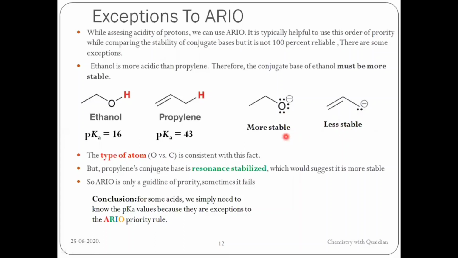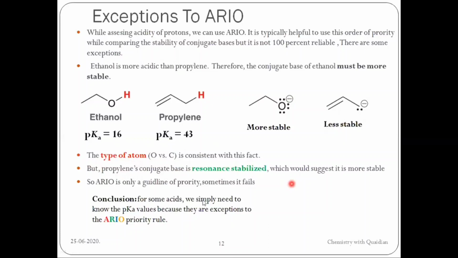But the other factor also comes in here, that is the type of resonance. In ethanol, there is no resonance, there is no multiple bond. While in the case of propene, resonance exists. This negative charge moves here, this bond moves, and the negative charge appears on this carbon. So this structure is resonance stabilized. The type of atom is consistent with the ethanol fact, but the propene conjugate base is resonance stabilized, which would suggest it is more stable.